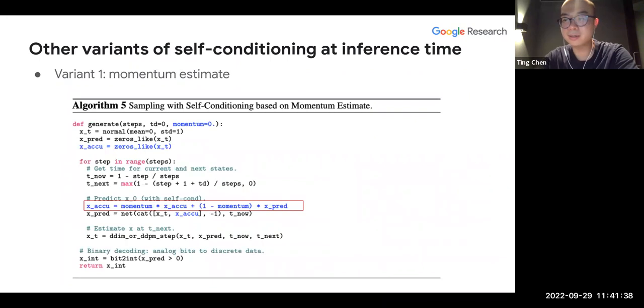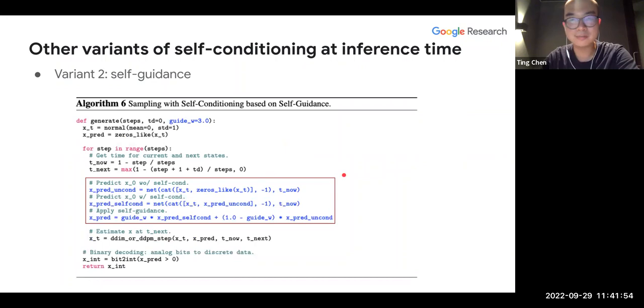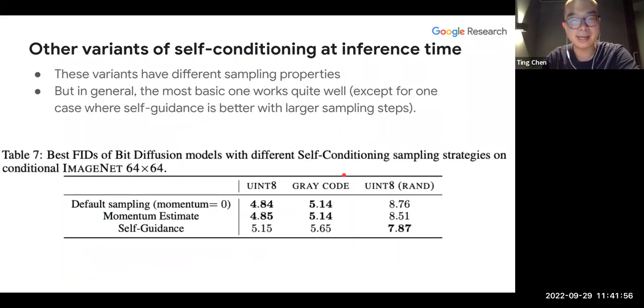Okay, due to time, I will probably ignore these parts, where you can have several variants of self-conditioning at inference time, although the training will remain the same. Now this is the self-guidance version. The takeaway here is that these variants have different sampling properties, but in general the most basic one works quite well, except for this case where the self-guidance is better with larger sampling steps.